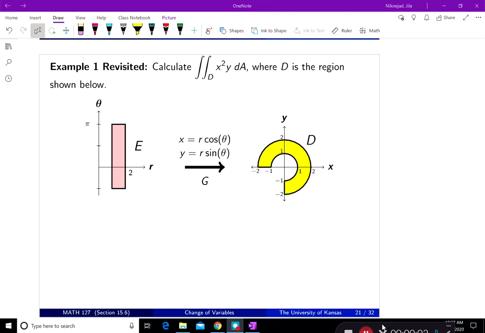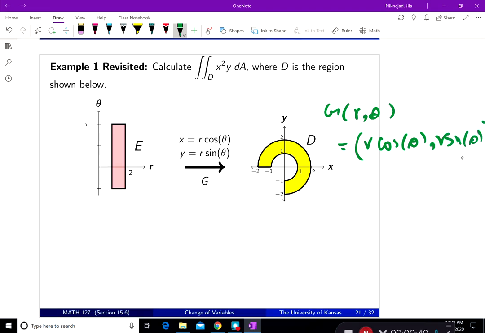We're continuing with section 15.6, change of variables. Now we want to revisit example 1 and see if we can finish up example 1 using the change of variable for double integral. So the story over there was that we're choosing g of r and theta to be x and y, which is r cosine theta and r sine theta.